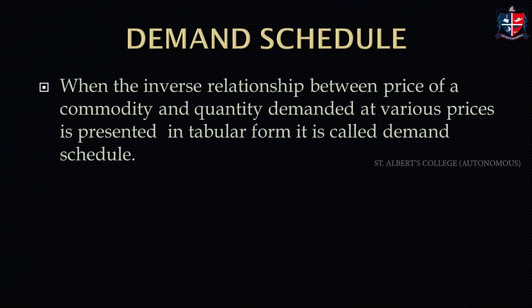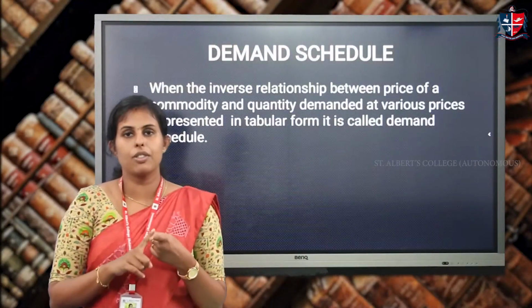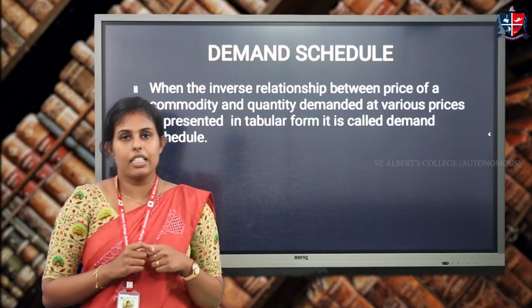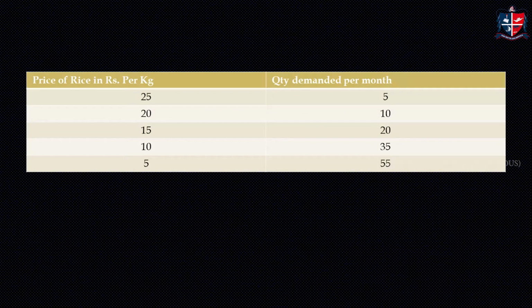The demand schedule is the inverse relationship between the price of the commodity and the quantity demanded represented in tabular form. For example, here you are able to see the price of rice and quantity demanded. When the price was 25, the quantity was 5. When the price decreases from 25 to 20, the quantity increases from 5 to 10. Similarly, when the price decreases from 20 to 15, the quantity increases from 10 to 20. That is, the buyers buy more of the product when the price decreases.